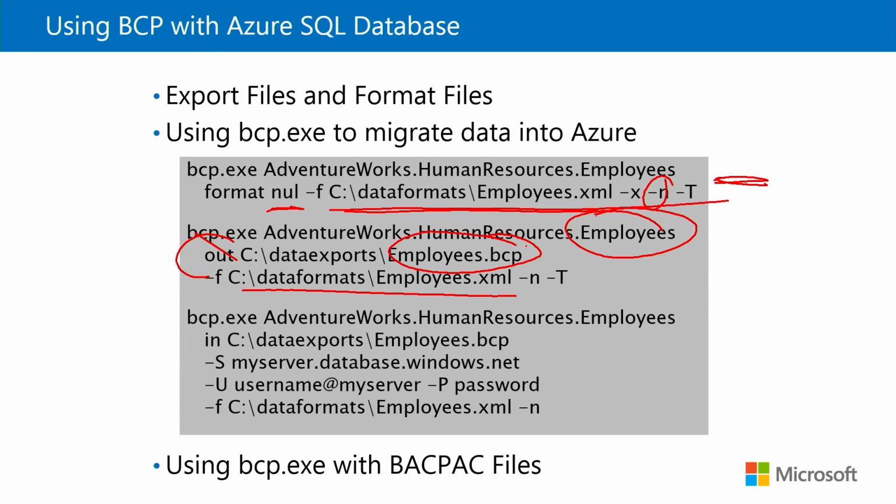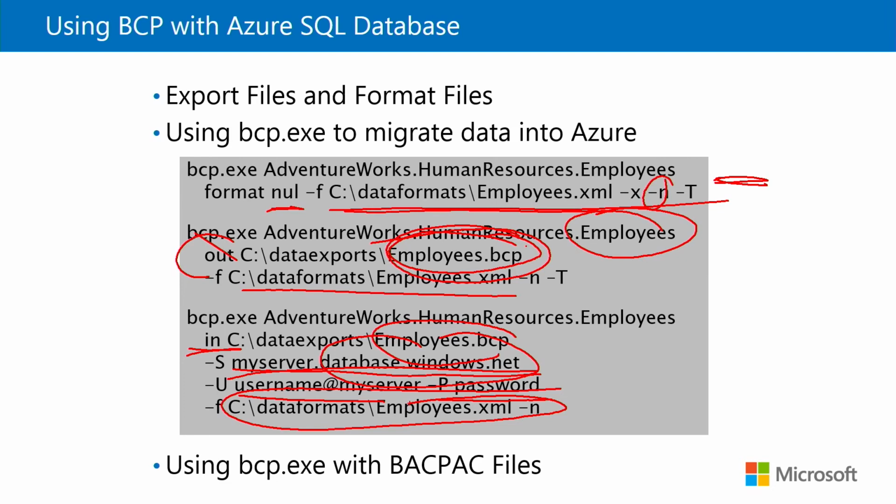After we get the data out, we then do the in, and so this is going to take the employees BCP that we created here, use it as an input file to our Azure SQL database. So remember, when you set up the Azure SQL database, you're going to get a URL, a name for the server that's usually going to end in database.windows.net. You then specify the username and password that has permissions to create data in that database, and then you specify the format file that it's going to use for the input.